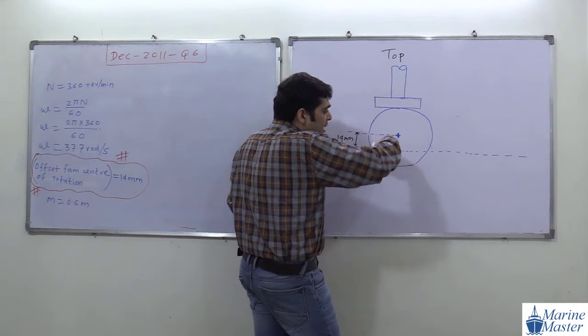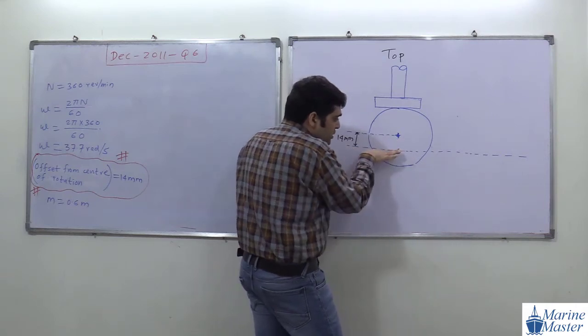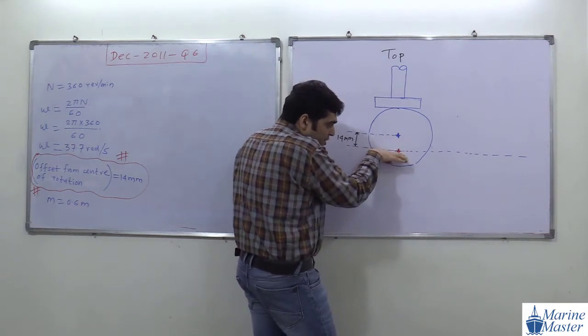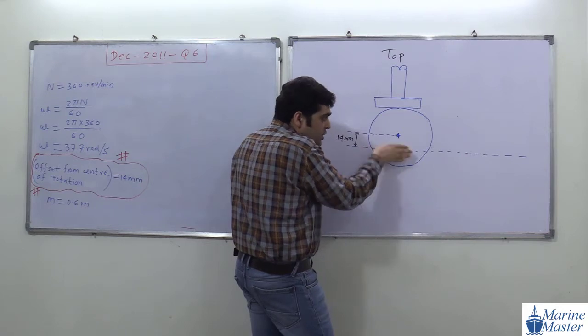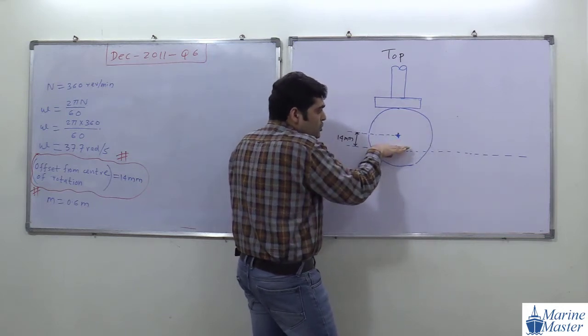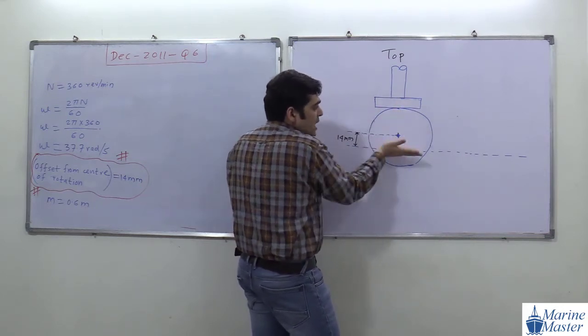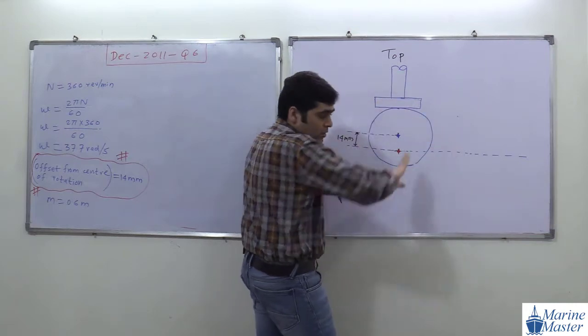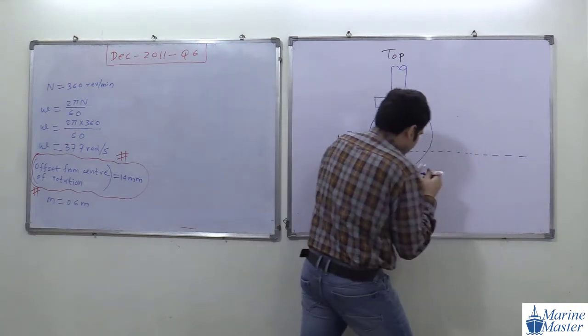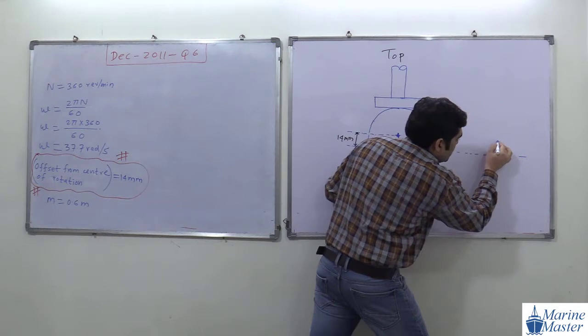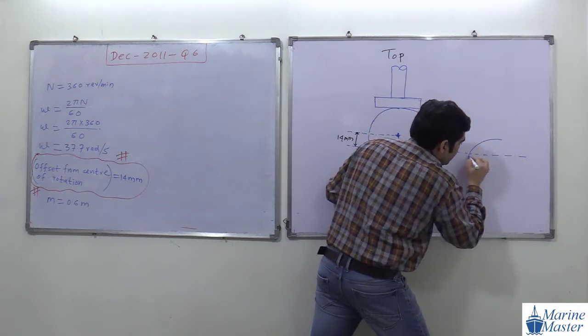So this center will come down by 14 mm, and the portion of this cam below this center of rotation will go above, and whatever portion of the circular cam is above this line goes down. Okay, see the point here. So here I am going to show the other view of this drawing.